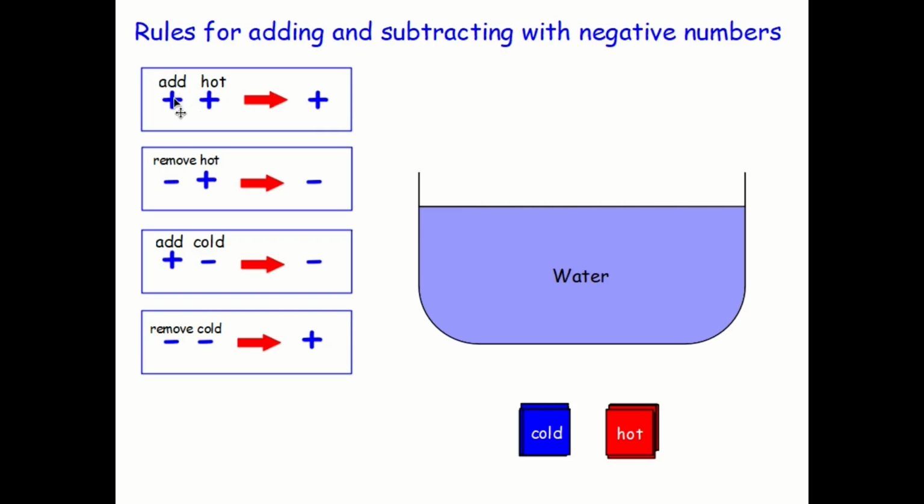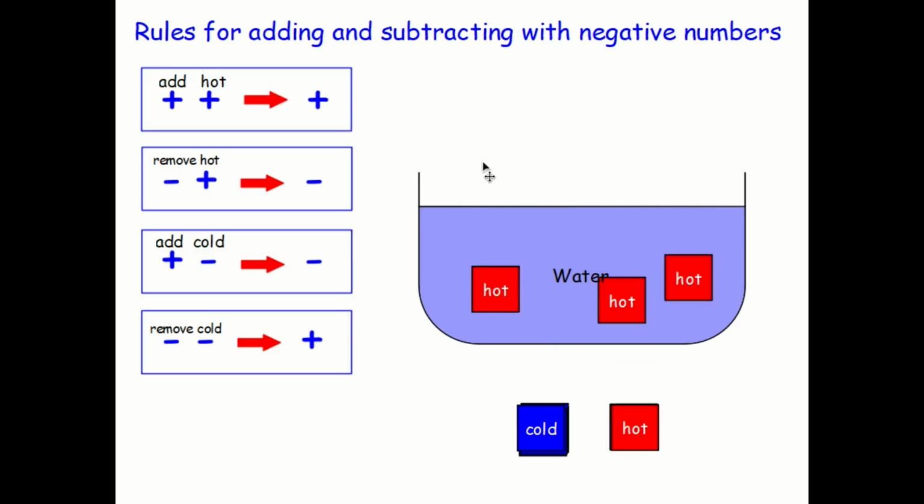If we add, that's the sign there, add some hot cubes. Think about these as being ice cubes, but then think about the opposite. I know you might think they can't really exist, and I know that, but think about this as an example. So you've got some hot cubes instead. If I'm adding some hot cubes to that water, the temperature of that water is going to go up. That's why if we add hot, two pluses become a plus.